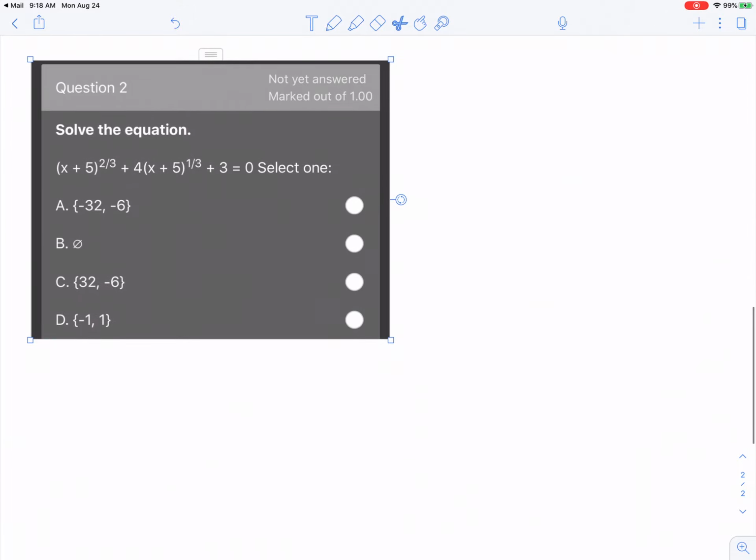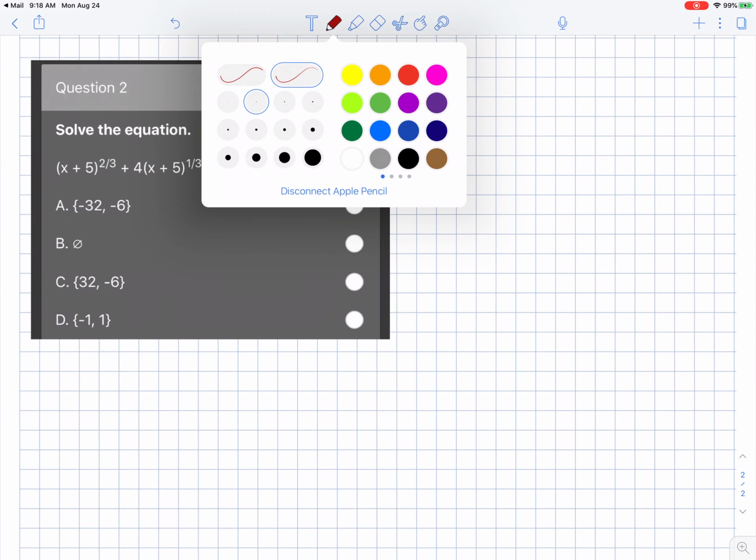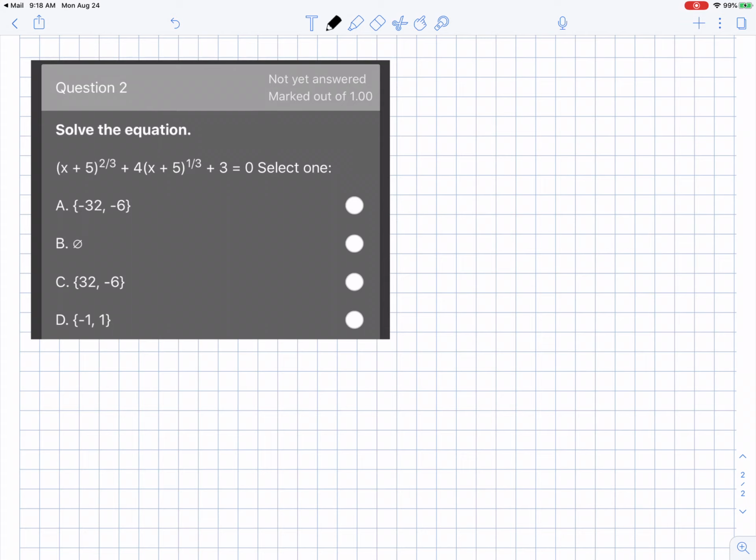We have this question that comes in from college algebra. It asks us to solve the equation. So let's start by getting a copy of the original. We have x plus 5 to the power of 2/3 plus 4 times x plus 5 to the power of 1/3 plus 3 equals 0.